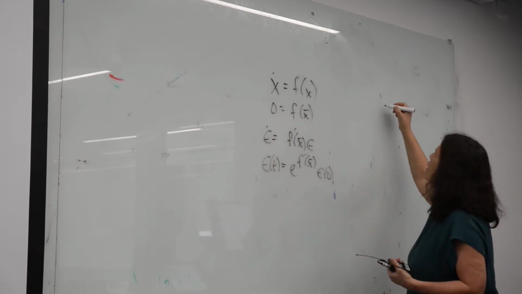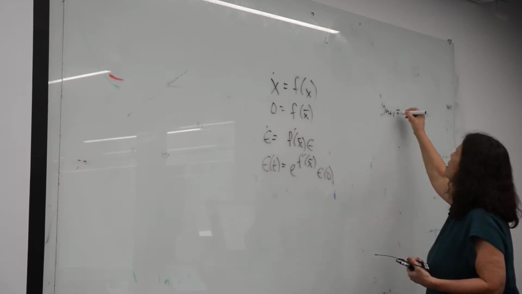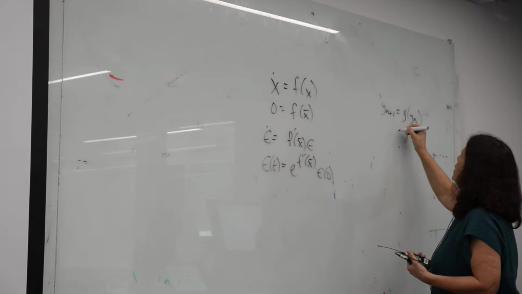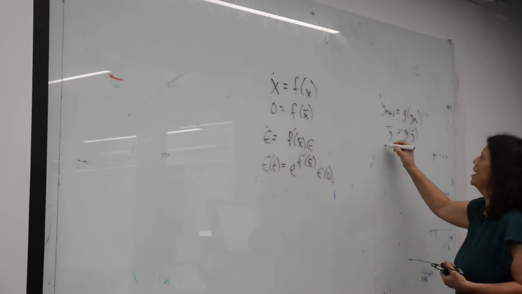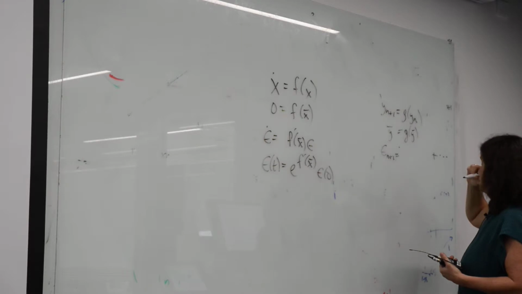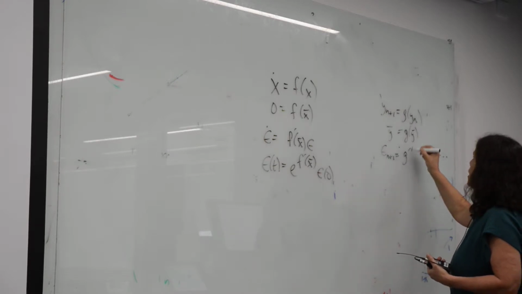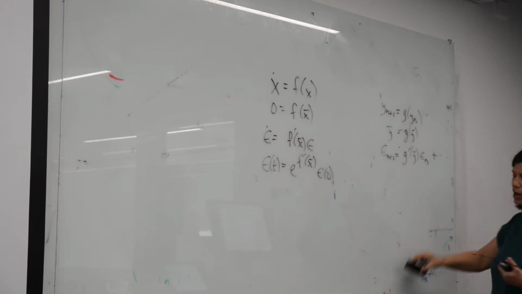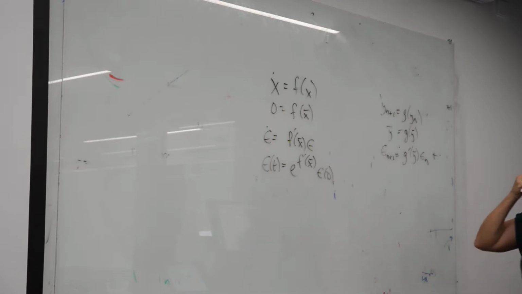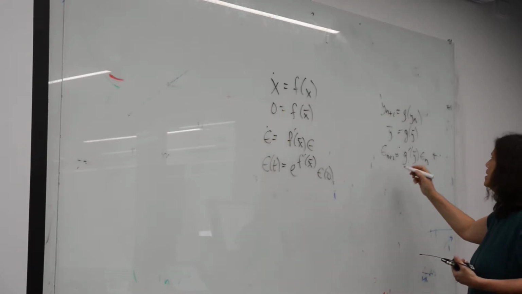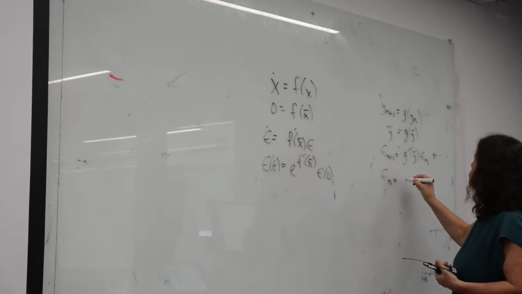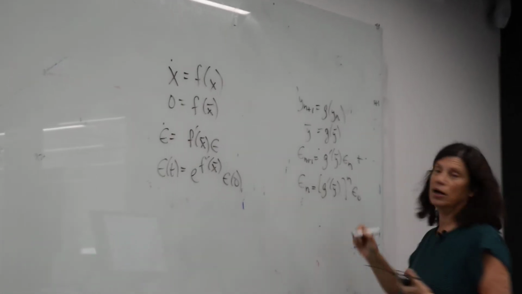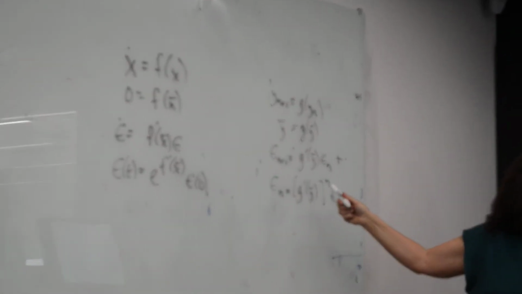Here we have y_{n+1} equals g of y_n. The fixed point is g of y bar equals y bar. We get epsilon_{n+1} equals g prime of y bar epsilon_n. The solution to this is not an exponential. The solution is epsilon_n equals g prime of y bar to the n times epsilon naught. Everybody agree with that?